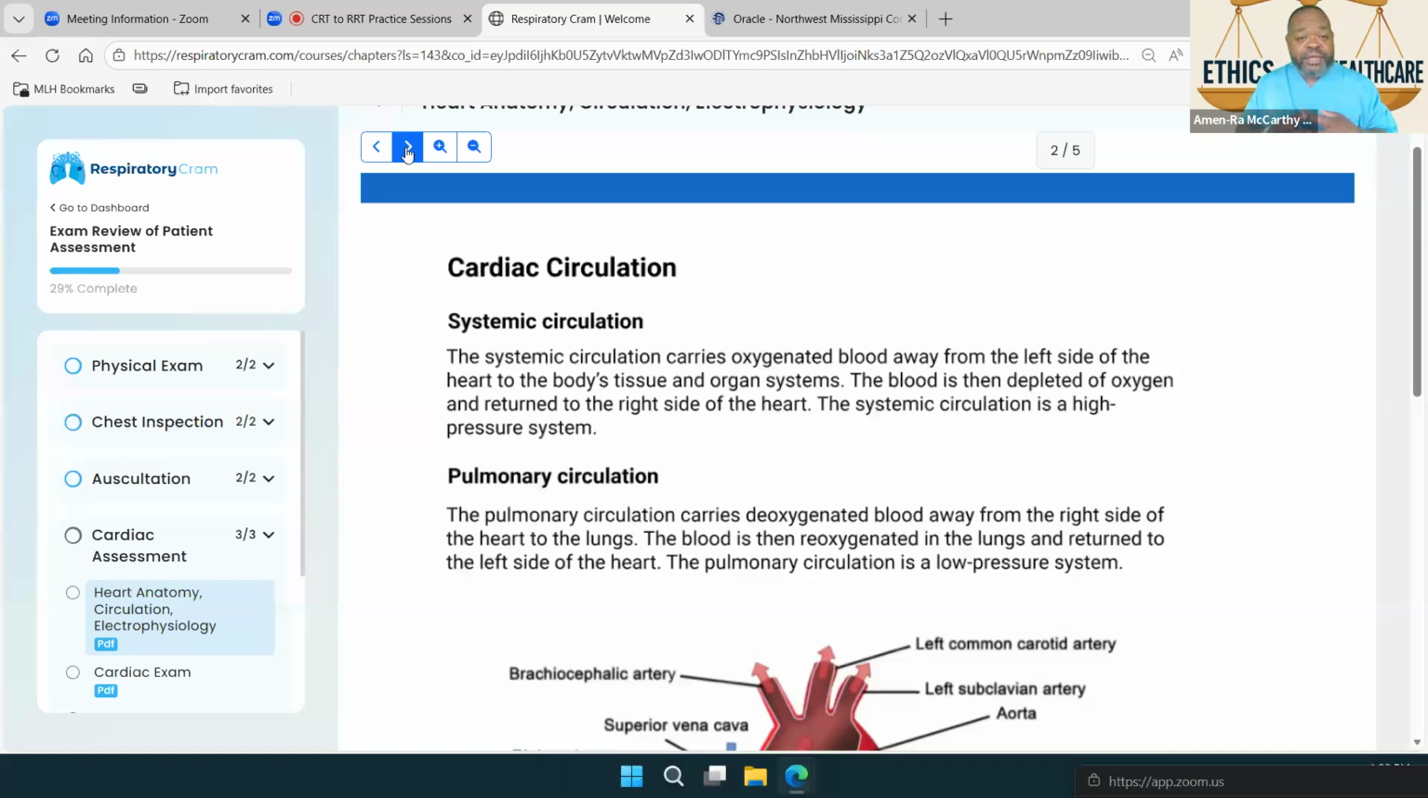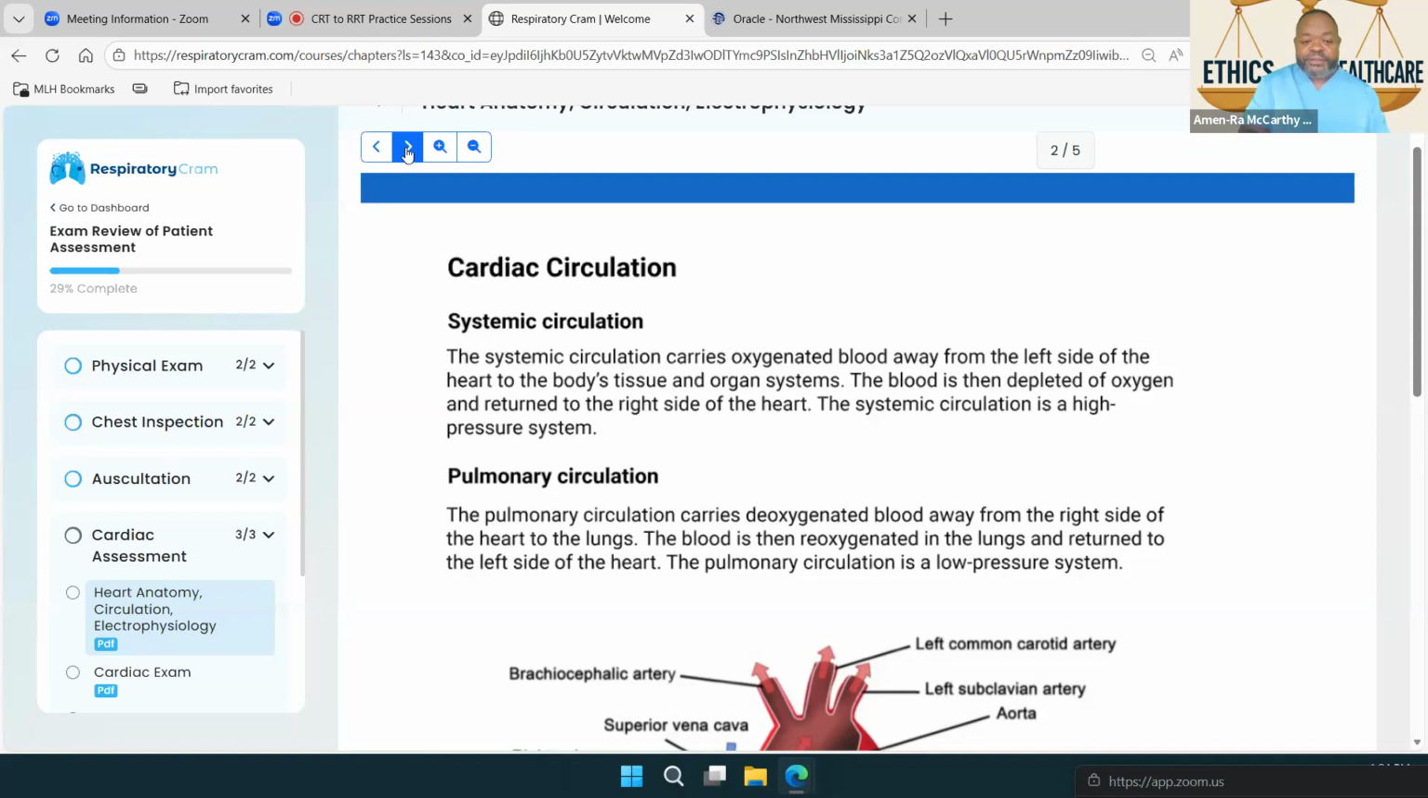It is now oxygenated and ready to go to the body. When it goes to the body, it's going to go all the way down to your tissue level, and gas exchange will happen at the capillary and tissue level, right? That's internal respiration, okay? So just keep that in mind. The systemic circulation is a higher pressure system than the right.